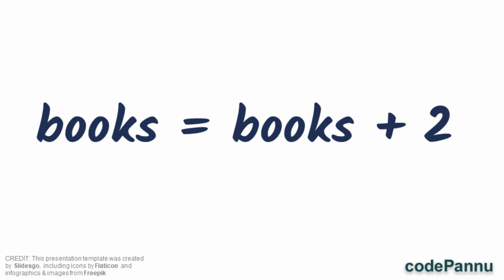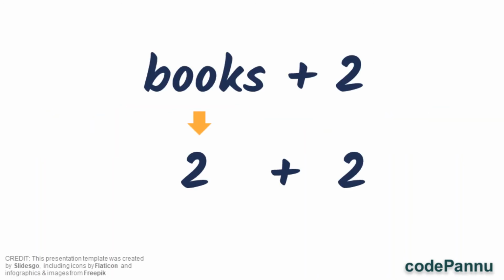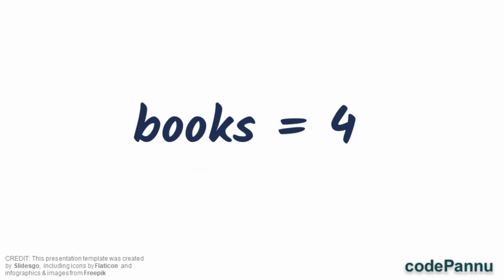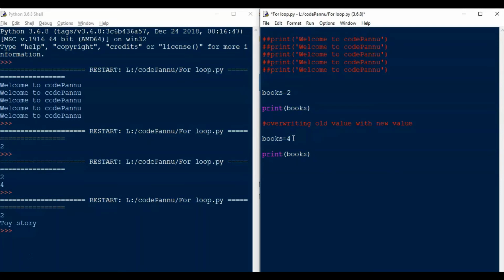Python will first calculate on the right side of the equal to. So it already knows that books is equal to 2. So it will add another 2 to it. So now the value is 4. Now it will save that value in this variable books. So now books will be equal to 4. Let's go to Python and write this. So let's delete 4 from the statement and write books plus 2. Now save the file and run the code.